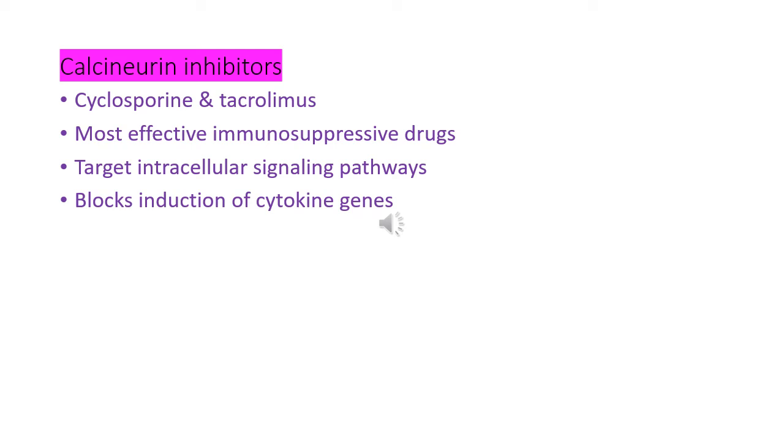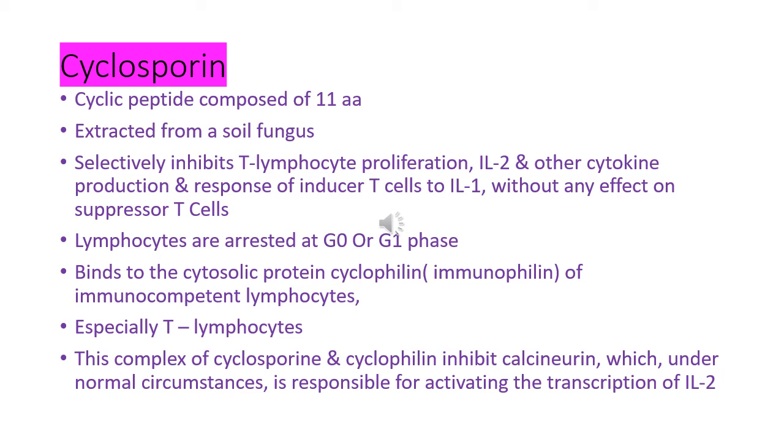Next immunosuppressants are calcineurin inhibitors: cyclosporine and tacrolimus, the most effective immunosuppressive drugs. They target intracellular signaling pathways and block induction of cytokine genes. Next example, cyclosporine. It is a cyclic peptide composed of 11 amino acids, extracted from soil fungus. It selectively inhibits T lymphocyte proliferation, IL-2, that is interleukin-2, and other cytokine production, and the response of inducer T cells to IL-1, without any effect on suppressor T cells.